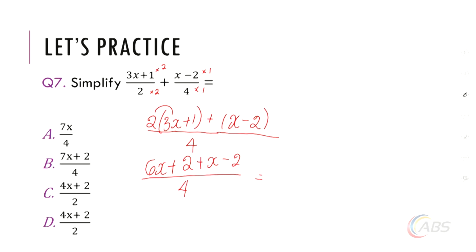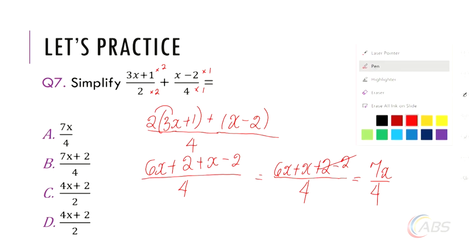You can rearrange, which I'll do for your benefit. We'll put our x's together: 6x plus x plus 2 minus 2, and that's still over 4. If we have 6x and we add an x, we get 7x. And if we had 2 and we take away 2, that's just 0. Those two got rid of each other, and it's divided by 4. And so we can see our answer there at A.